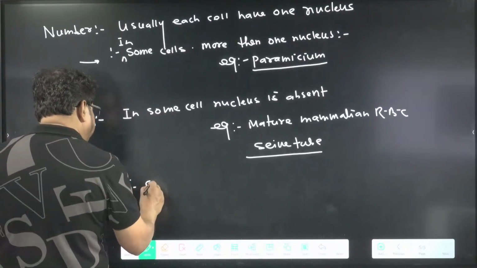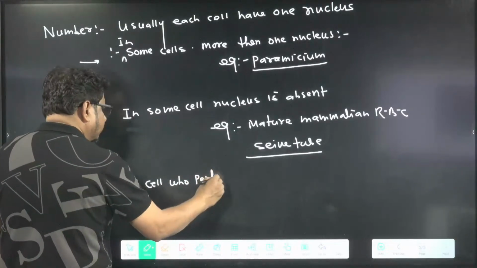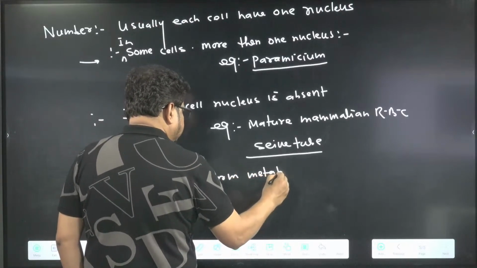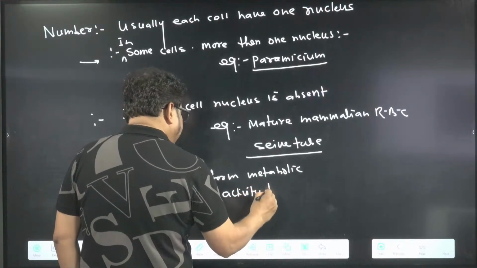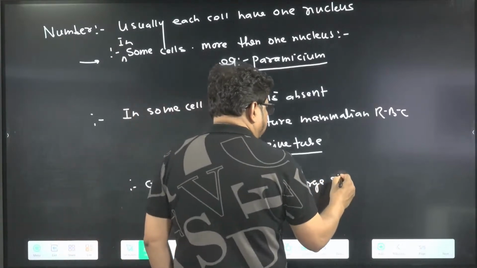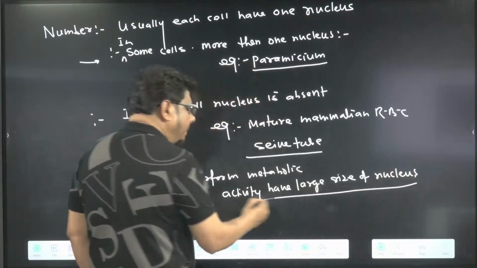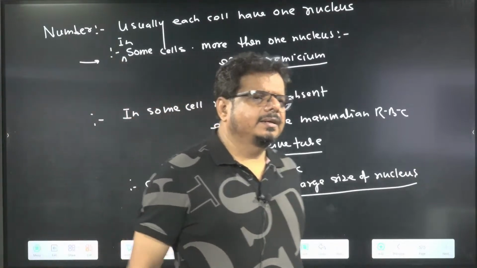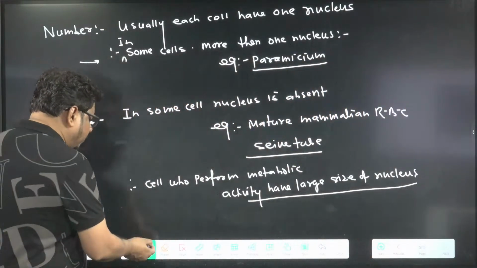Got the idea? So cells which perform more metabolic activity have a large nucleus. So the size of the nucleus also depends upon the metabolic function of the cell. So cells which are very active have a bigger nucleus. Understanding the idea? Now NCERT asks a question here.